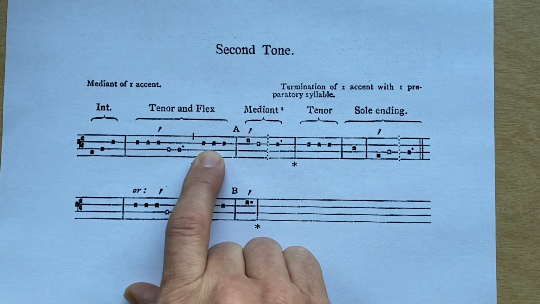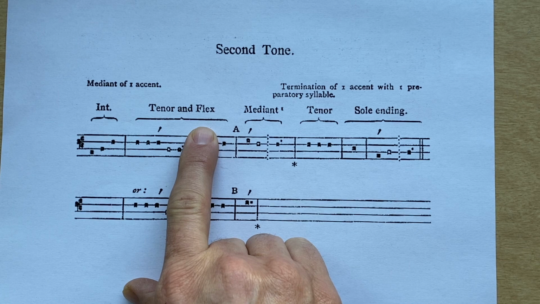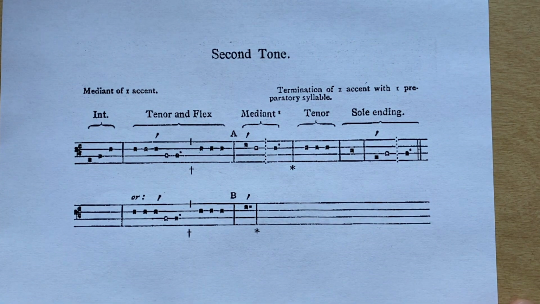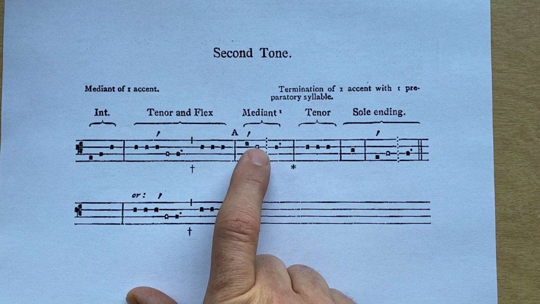After the tenor is this thing called the flex. Let's skip that for now. We will be skipping it in all the videos. I will never do the flex in these videos unless I'm asked to, and we can do a specific video on the flex. But we're going to not worry about the flex and jump over here to what's called the mediant.